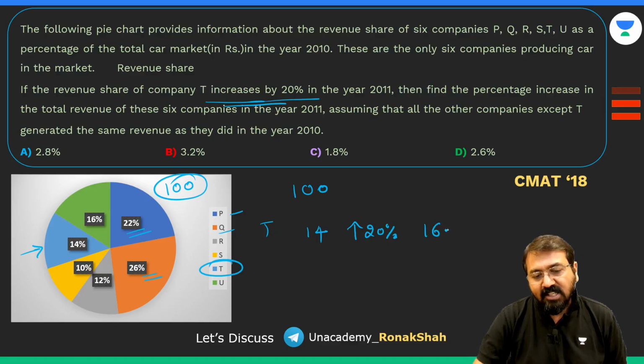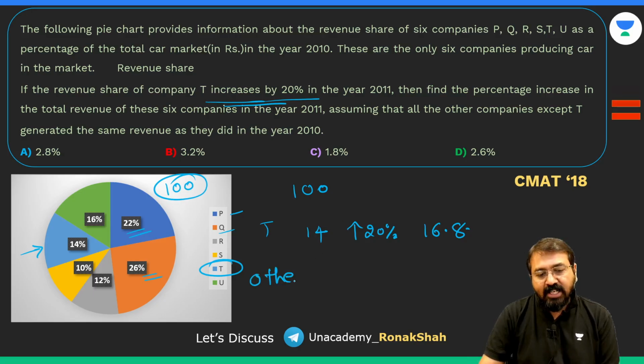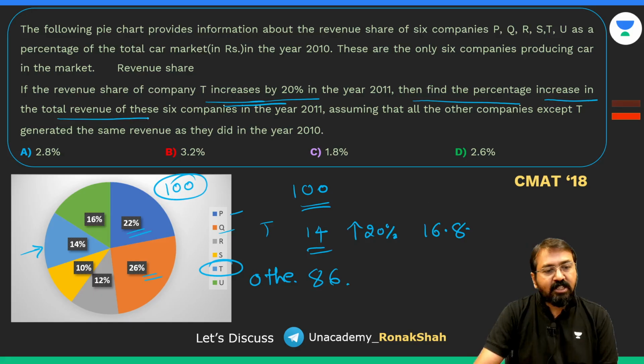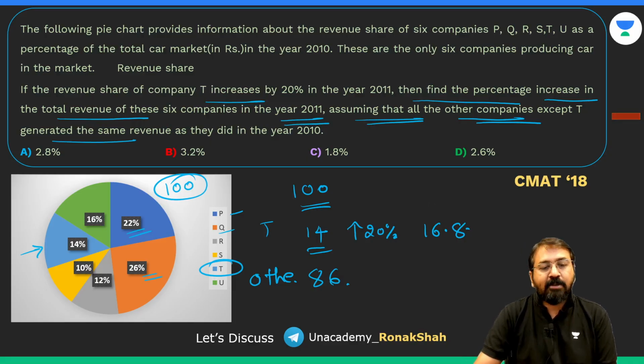So it will become 16.8. And what was the revenue of other companies? Can I say this was 14 out of 100, so all others were 86. They are saying, find the percentage increase in the total revenue of these 6 companies in the year 2011, assuming that all the other companies except T generated the same revenue. Meaning the other companies' revenue remains 86 only.